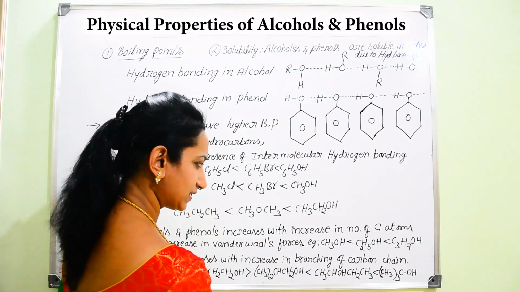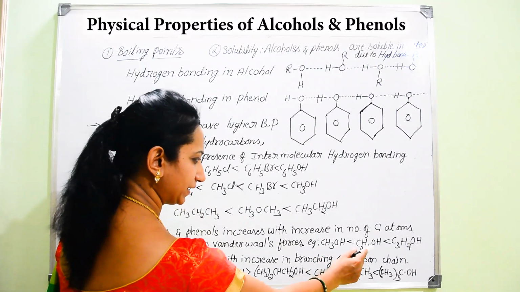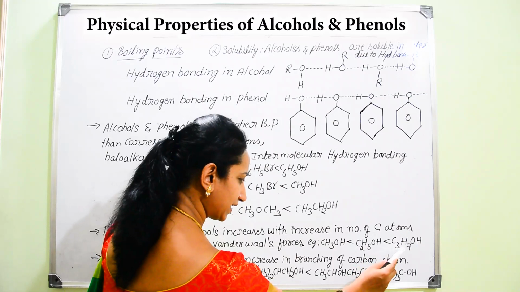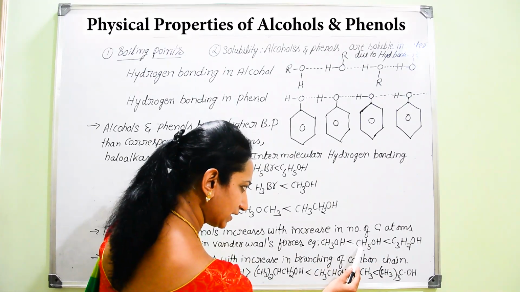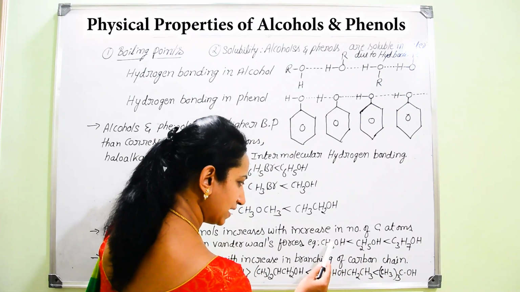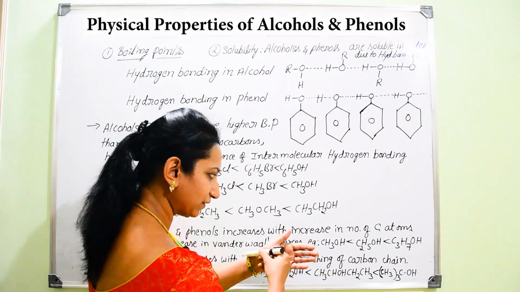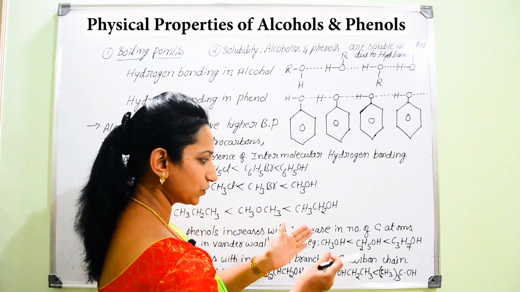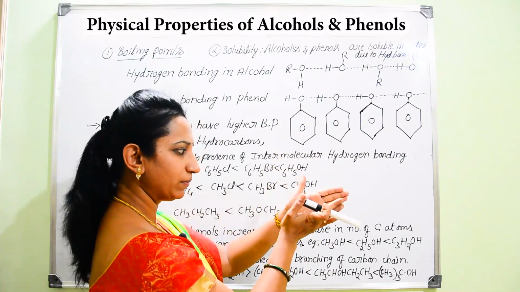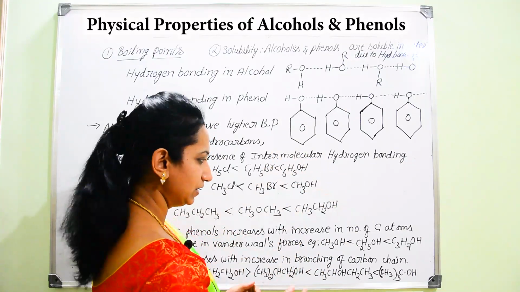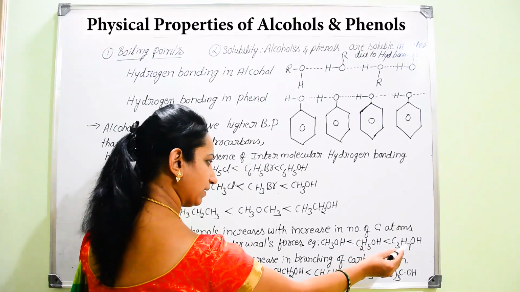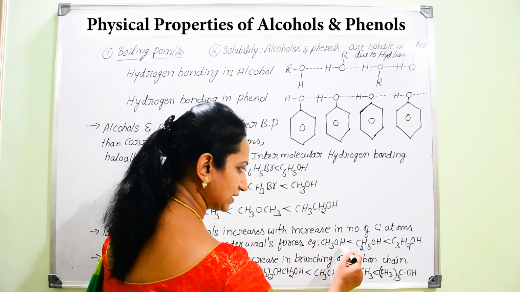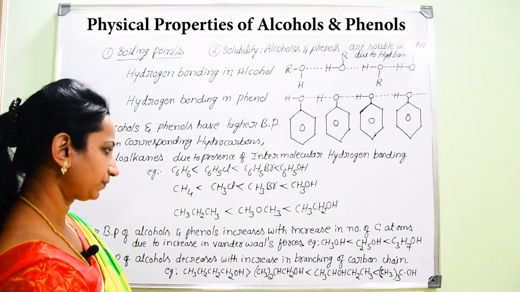Now, if you take one example, it is methyl alcohol, ethyl alcohol, propyl alcohol. As you move to the right hand side, there is an increase in the number of carbon atoms. As the length of the chain increases, there is an increase in the van der Waals force of attraction between one molecule and another molecule. Therefore, there will be a rise in the boiling point as you move towards the higher molecules in the same series.